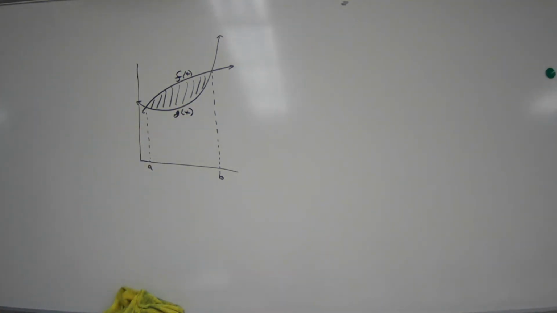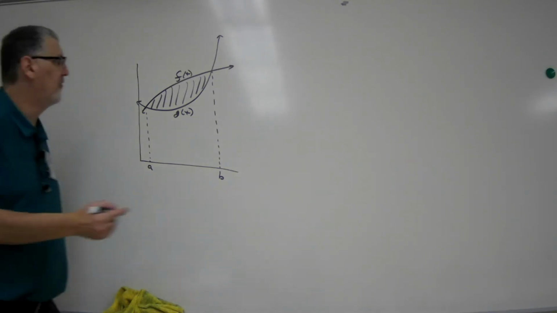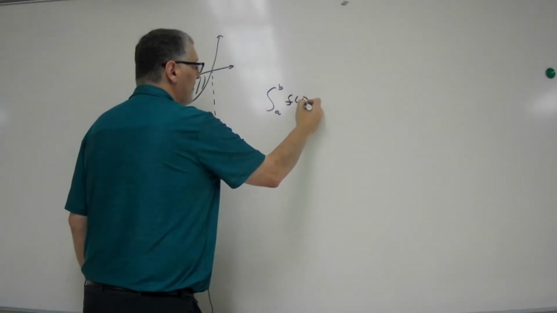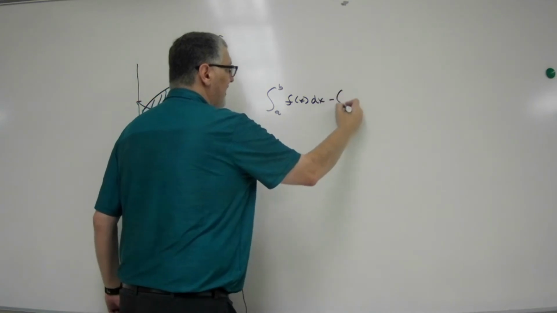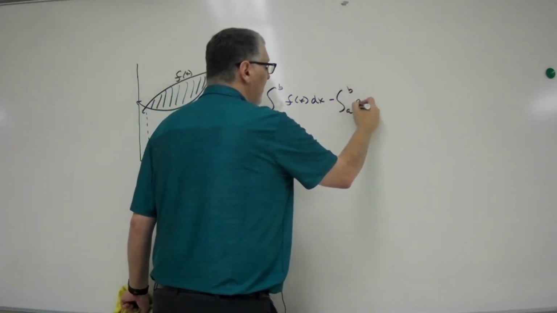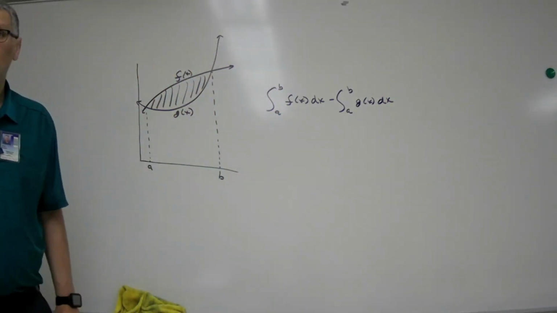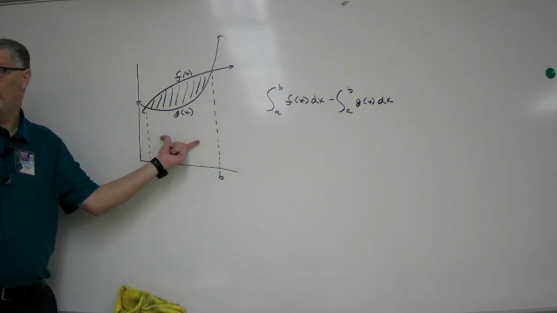How do you think I find that area? Subtract the g of x from that other area, when you find the area under the curve. So find the area under the curve of both f of x and g of x, and then subtract the g of x from that. He's saying find the integral from A to B of f of x dx and subtract the integral from A to B of g of x dx. Sounds reasonable? Because then we're basically taking the bottom part out.